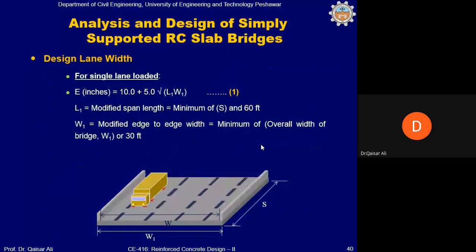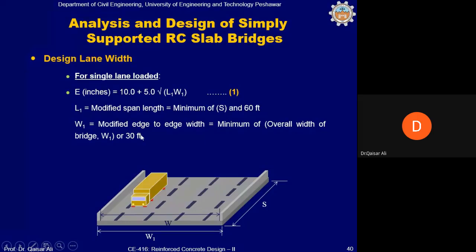There are two types of design lane width. One is for a single lane loaded. If a single lane is loaded, then E will be calculated from this equation: 10 plus 5 into square root of L1 W1. This E is in inches. L1 is the modified span length, which is the minimum of S and 60 feet, where S is the span length of the bridge. So for example, if the span length of the bridge is 30 feet, then the minimum of S and 60 feet is 30 feet, so L1 will be taken as 30 feet.